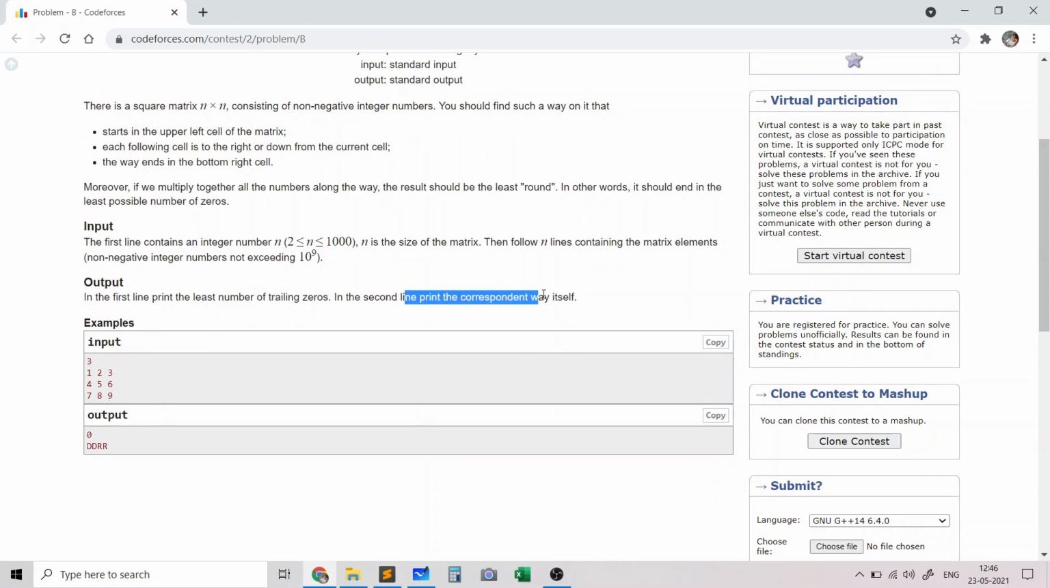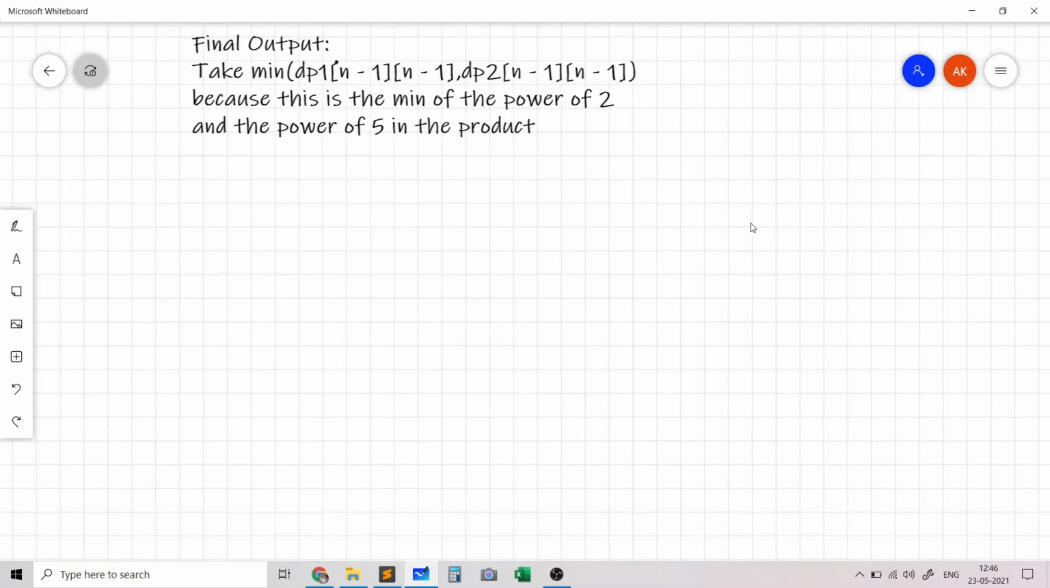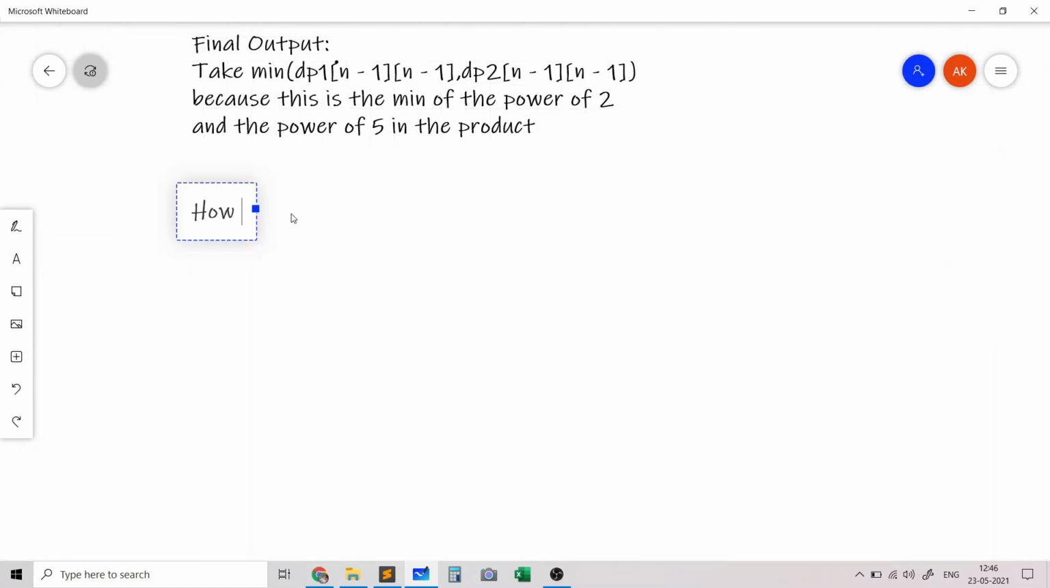And in the second line, we need to print the way itself. So this is another challenging thing which we should think about. So our new question is, how do we print the way, print the path itself?